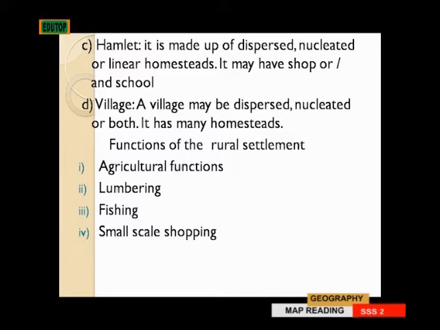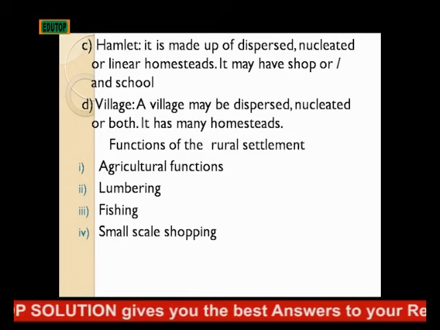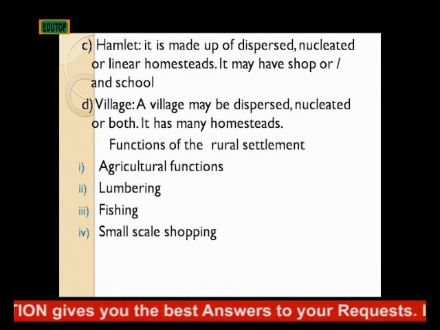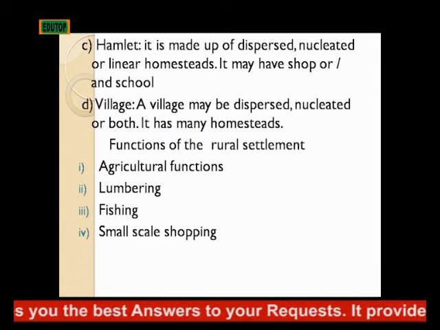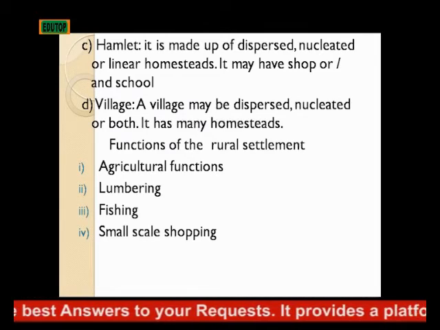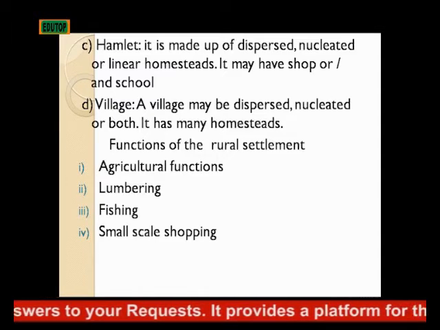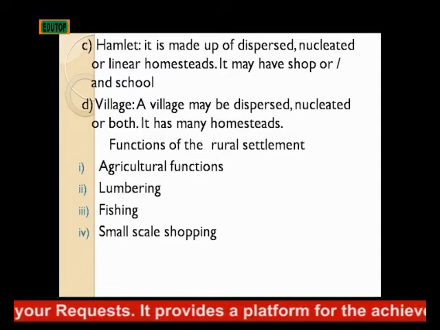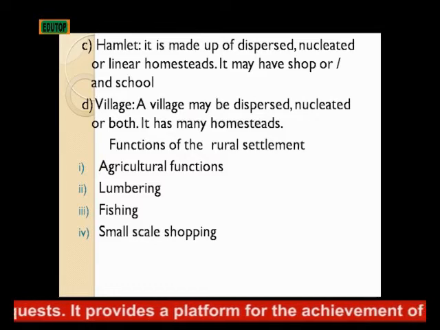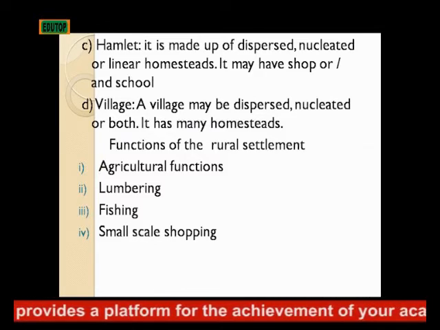And we also have another type of rural settlement, which is the hamlet. It is made up of dispersed or nucleated or linear homesteads. It may have shops or schools. And the last one, we have the village. A village may be dispersed, nucleated, or both. It has many homesteads.